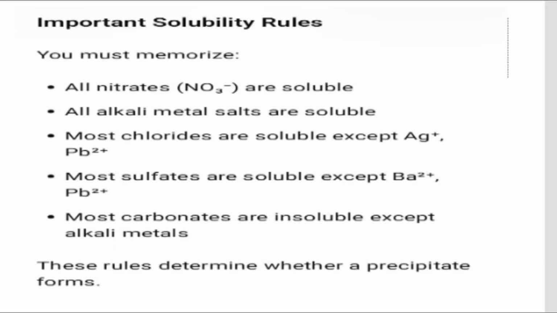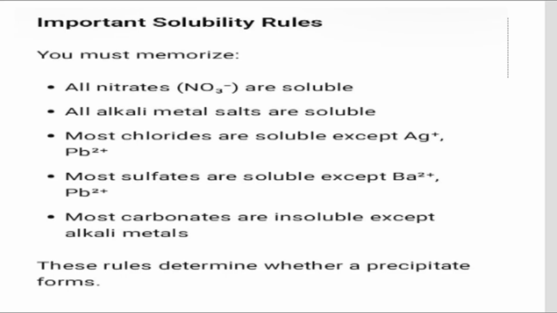Now someone might ask, you are talking about solubility, so what does this mean? What does solubility mean? Solubility is just the measure of how well a substance can dissolve in a solvent, like water. So when we say alkali metal salts are soluble, we mean that they can dissolve in water. That's just what solubility means.